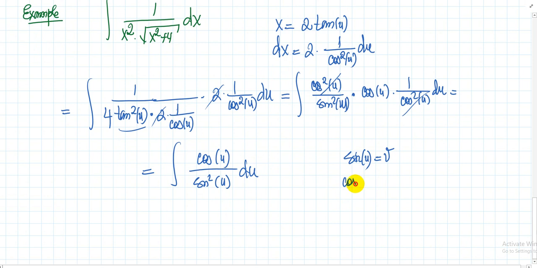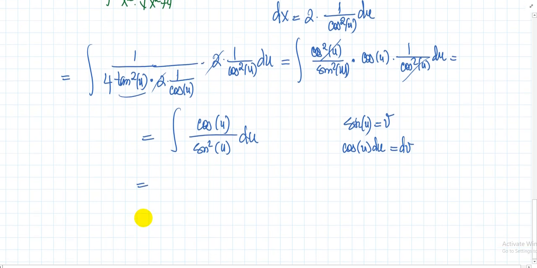Is cosine of u du. What is the derivative on the right-hand side? dv. Okay? So is it possible to substitute everything inside this integration here? Right? So cosine of u du is equal to what? To dv. Right? And sine squared of u is equal to what?